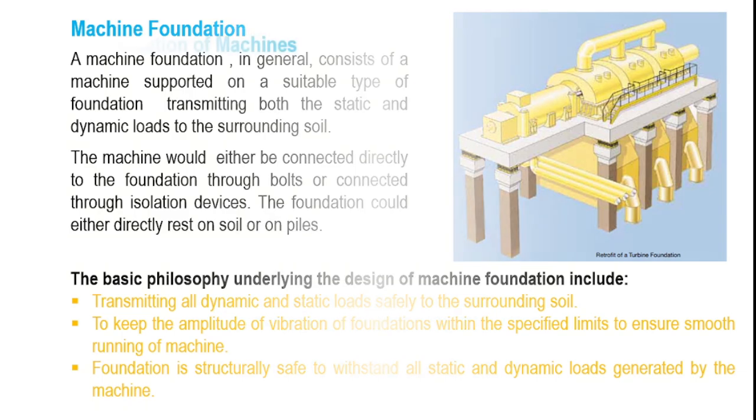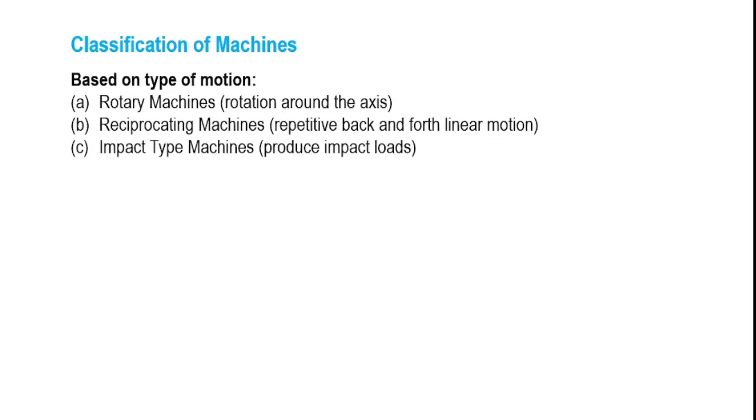Now, let us get into some basic classification of machines. We will get into the details of the machines later in our series. So this is just an introductory part, and I would like to give you some brief explanation on the machines as well. Now, machines can be classified broadly on two types of parameters. First one is the type of motion they generate during their operation.